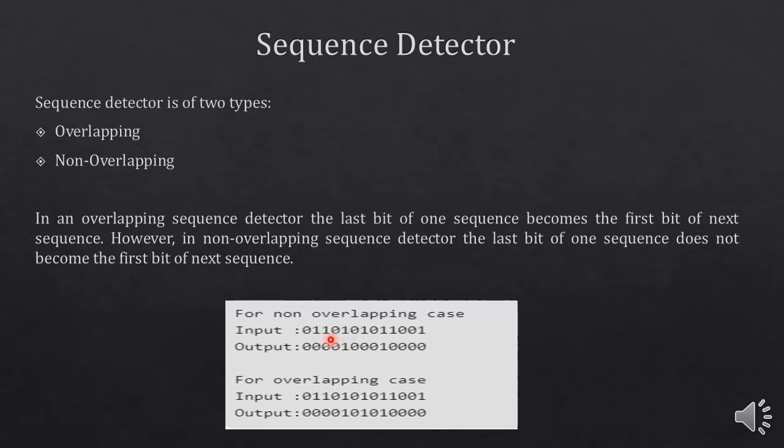Here you can see when the first 101 sequence is detected, the output is 1. Here the last bit of the first sequence is not becoming the first bit of the next sequence. So there is a 0 and then the next sequence 101 is detected. In the overlapping case, when the first sequence is detected, the output is 1, and the last bit of the first sequence is the first bit of the second. Here you can see again 101, the output is 1.